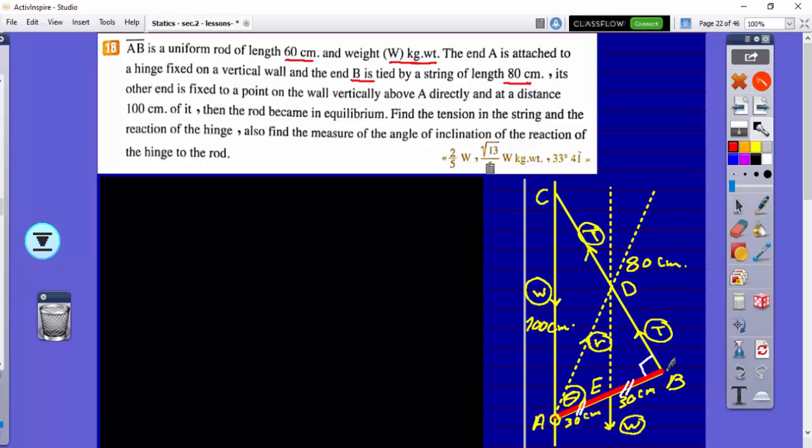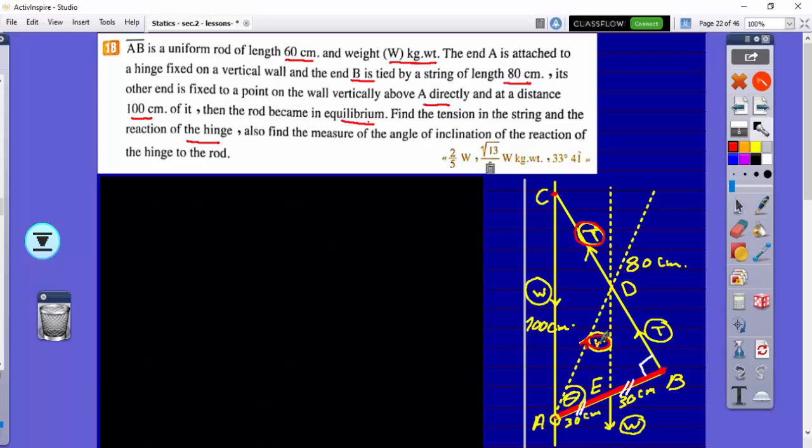So the end B here is attached to a string. The length of the string BC equals 80 centimeters. Its other end is fixed to a point on the wall vertically above A directly. The other end of the string, C here, is the point vertically directly above A, such that AC equals 100 centimeters. Then the rod became in equilibrium. So find the tension in the string, and the reaction of the hinge R.